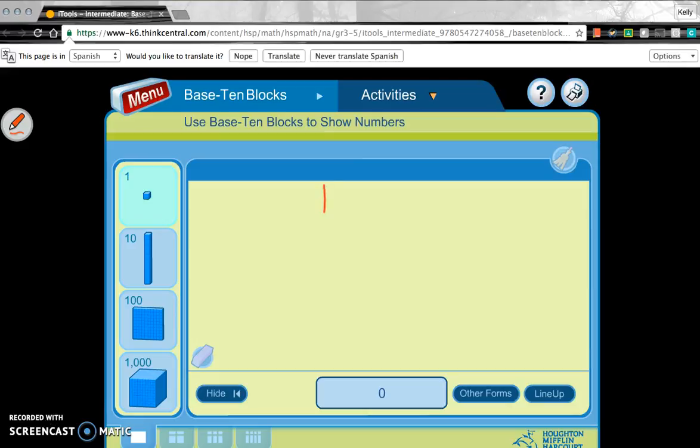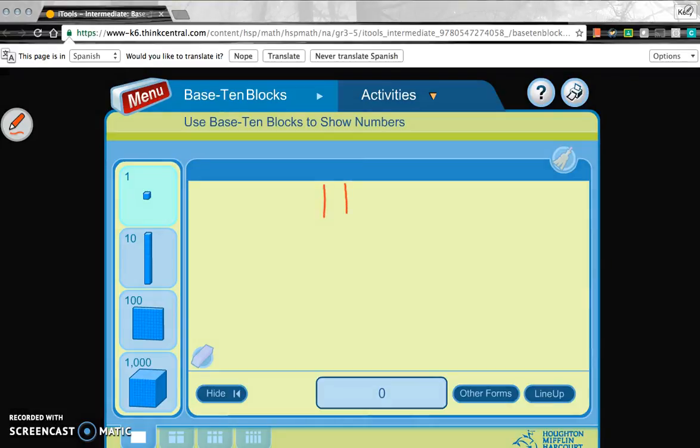So we have the number 11. 11 is a very cool number. It's very close to my friend 10. 11 is made of 1 10 and 1 1. When I break 11 down, that is exactly what I see. I break it down and I see a 10 and a 1.